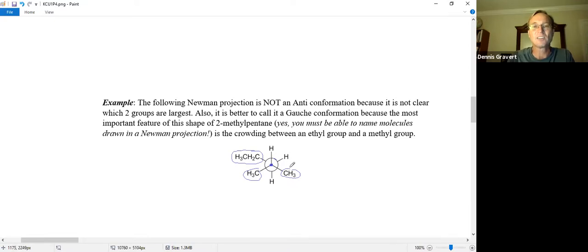And now you could say, hey, this methyl is anti to the ethyl group, but that's not what's determining the energy of the shape. How stable is it? The most important interaction is this methyl crowding the ethyl. That's a gauche interaction. This is a gauche conformation. Yeah, I know most of us want to say, but it's also anti. Anti is stabilizing it, but what's messing it up? What's tweaking this molecule, making it unhappy? It's crowded over here. Not so good. And so that's the most important feature. So we properly label this as a gauche conformation.